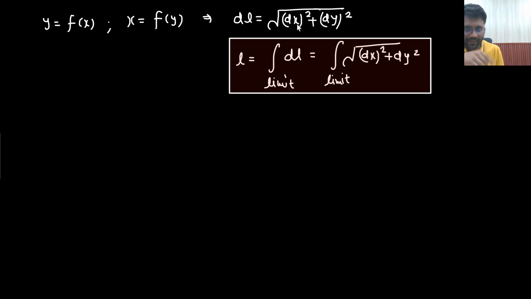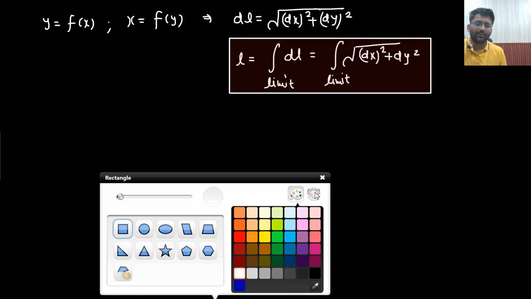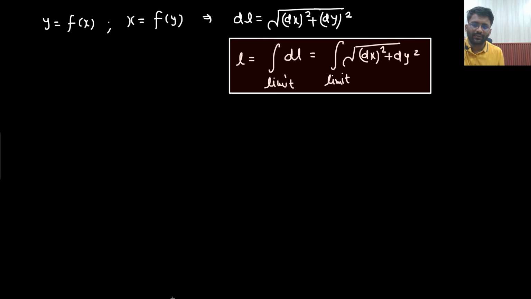How you need to remember it? How much do you work in the direction of x whole square plus how much you work in the direction of y whole square? Is that clear to you? Okay, change the red color. Now it might happen that r as a function of theta could be given, or theta as a function of r could be given.